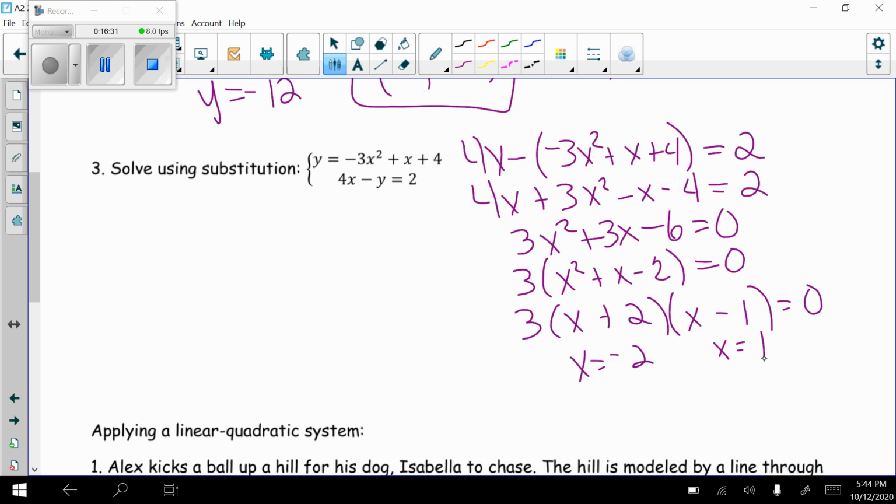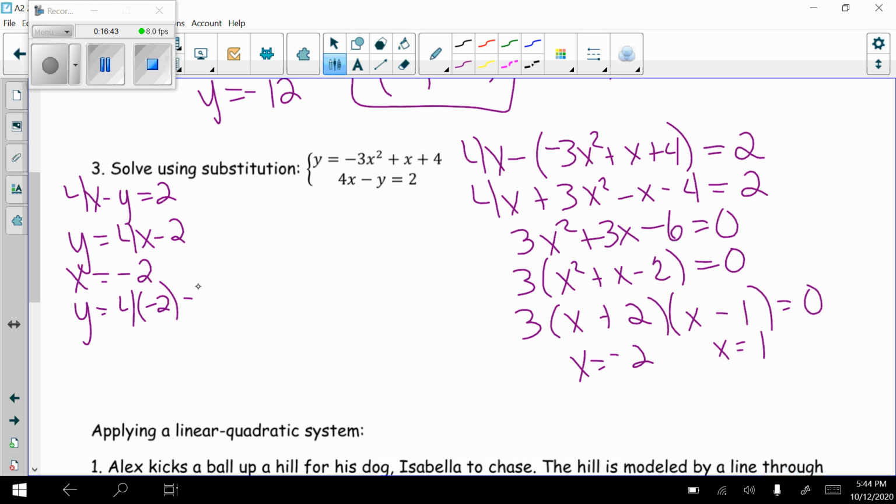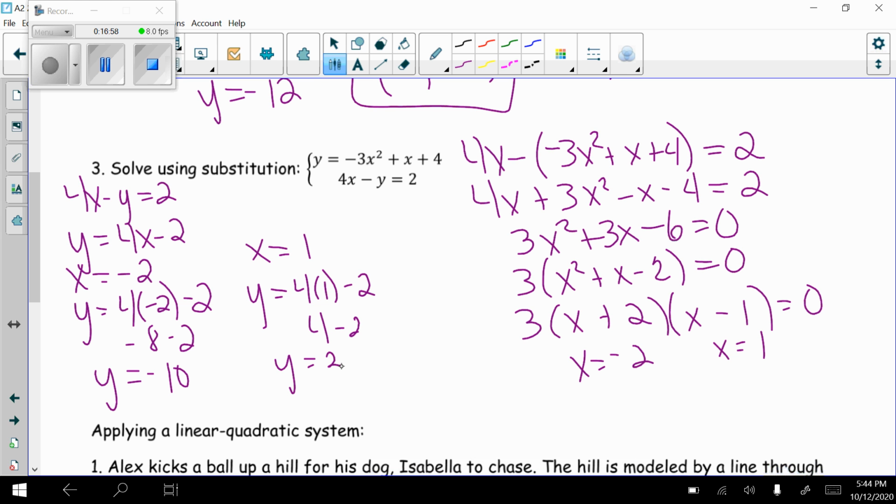Again, I'm going to take my second equation, 4x minus y equals 2. I'm going to get the y by itself, and I end up with y equals 4x minus 2. If I plug in x equals -2, y equals 4 times -2 minus 2, so we get -8 minus 2, y equals -10. Now I'm going to plug in x equals 1, so y equals 4 times 1 minus 2, so I get 4 minus 2, y equals 2. So my two answers, -2 comma -10, and 1 comma 2. Those are my two answers.